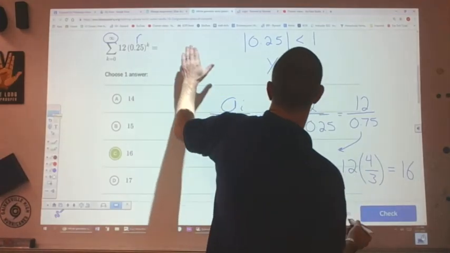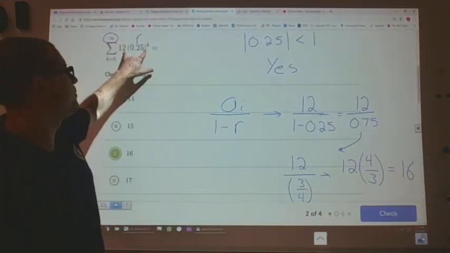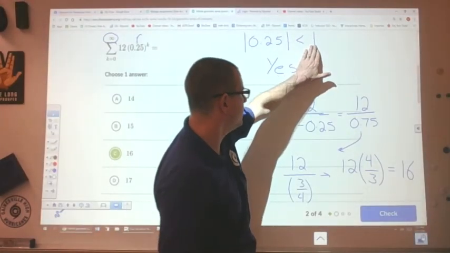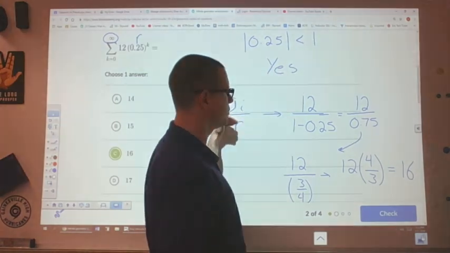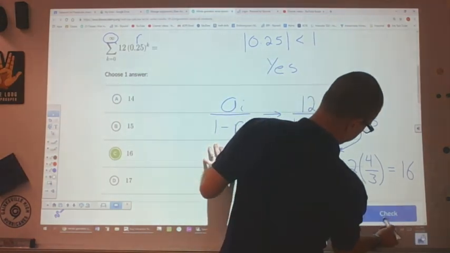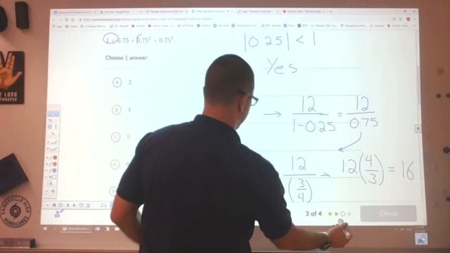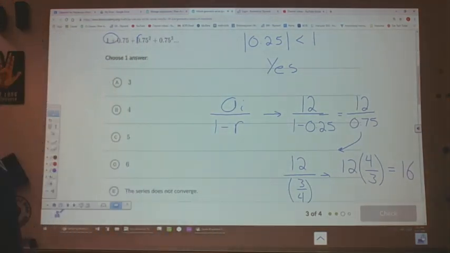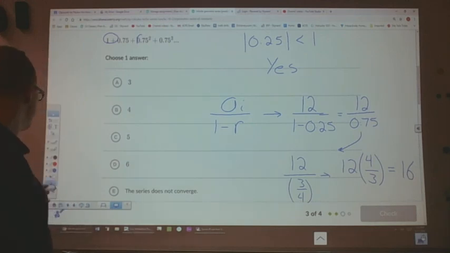Using that formula: it's infinite, it's geometric, the absolute value of the ratio is less than 1, so I used the formula. The rest are really doing the same thing, so I'll let you guys have fun with those.